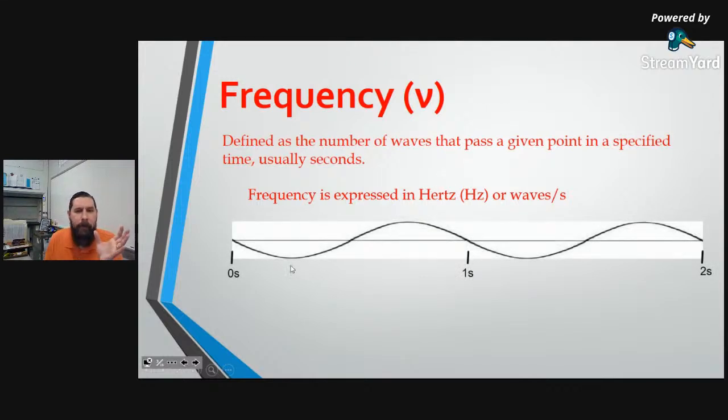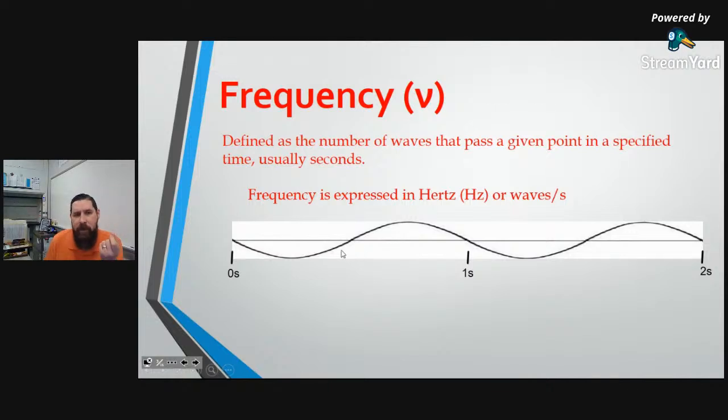In this first one, you can see time 0 to time 1 second to time 2 seconds. So if I trace this out, starting at time 0, we see that I get 1 complete wave in 1 second, a second complete wave in 2 seconds. So we've got 2 waves per 2 seconds, which is going to simplify down to 1 wave per 1 second. That's our units for frequency.